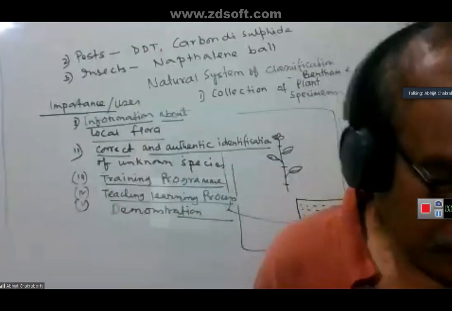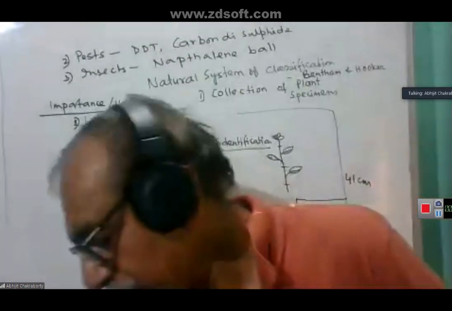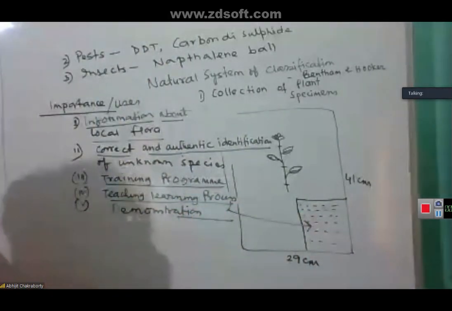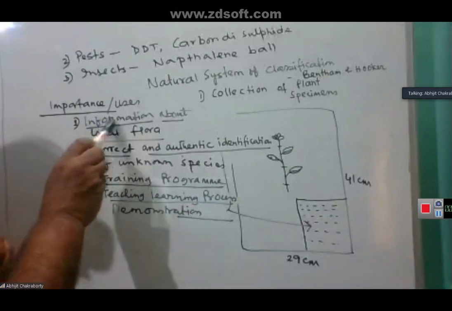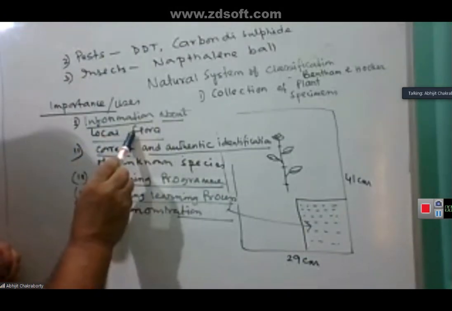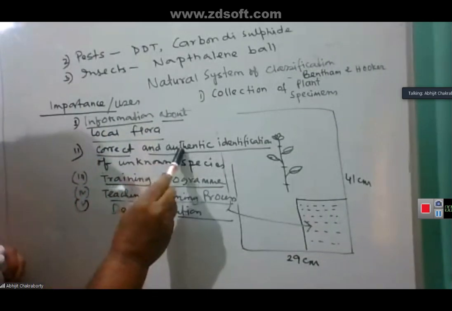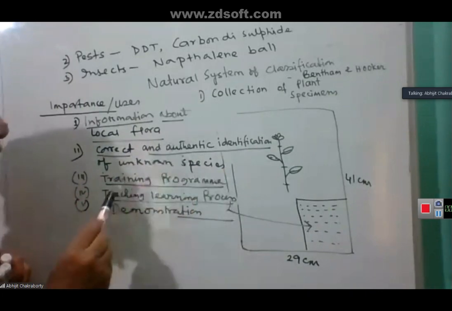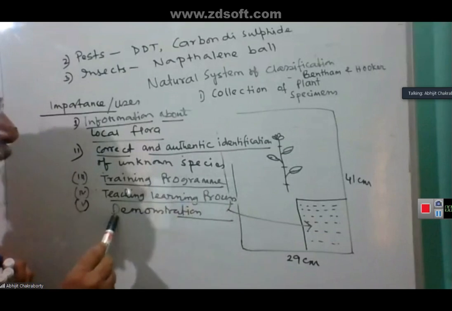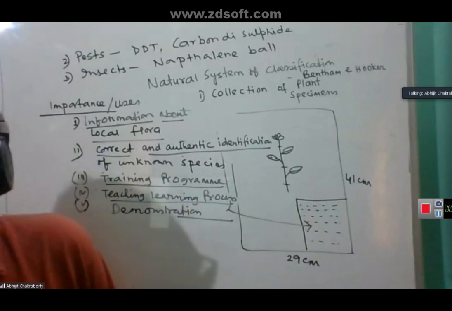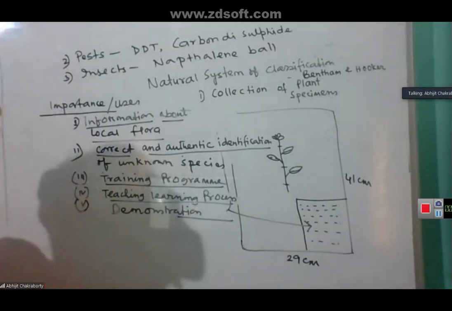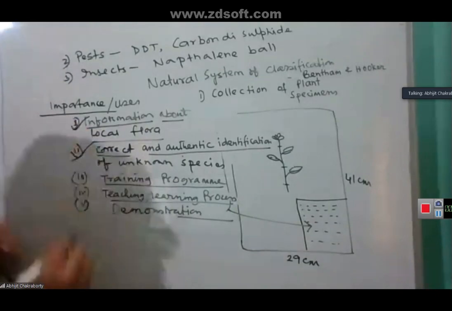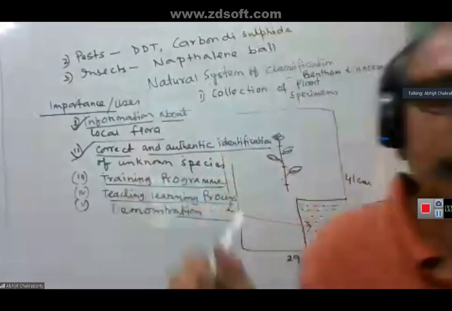After that, I am proceeding towards the next topic, the botanical garden. I am writing down: information about local flora, correct and authentic identification of unknown species, training programs, teaching-learning process, and demonstration. So this is about the uses of herbarium. These two points are most important actually, this one and this one. Is it okay? Just one minute, I write it down.